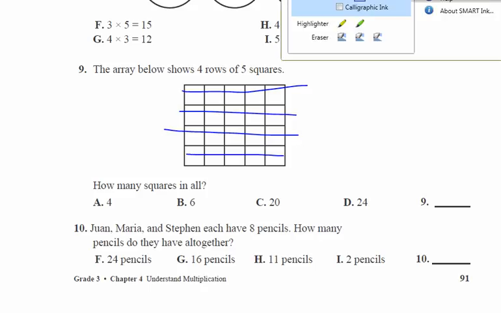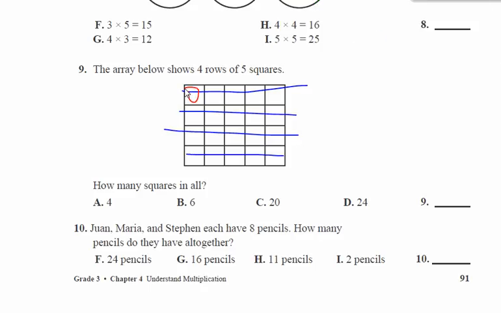Now number 9 says the array below shows 4 rows. With how many in each row? Five. 1, 2, 3, 4, 5. Okay, how many circles and squares in all? Well, can I just count all the squares? Or I can go 4 times 5, which is, then you figure it out.